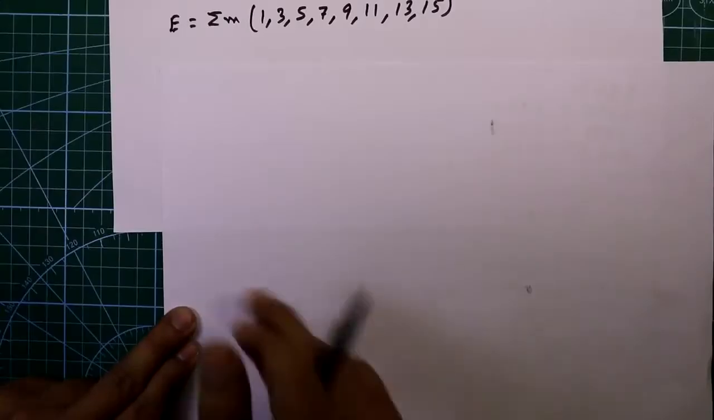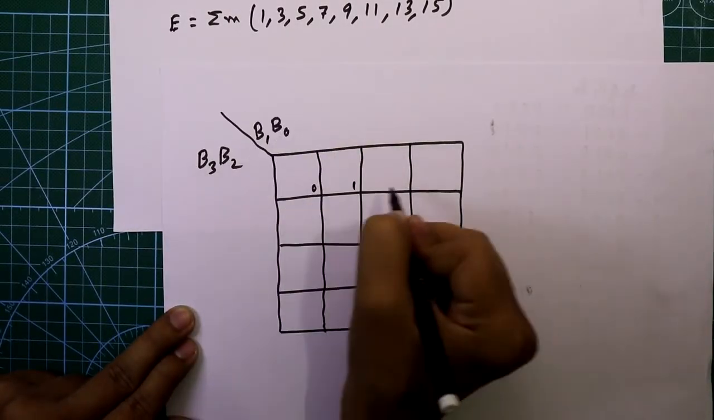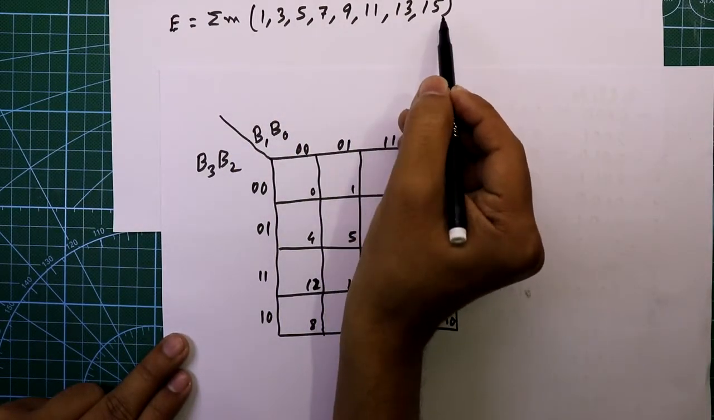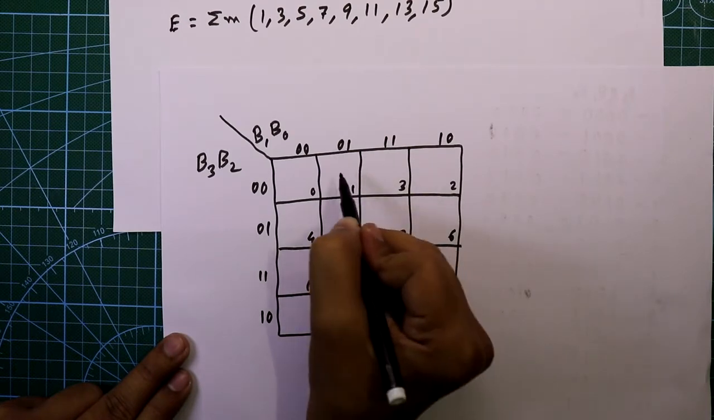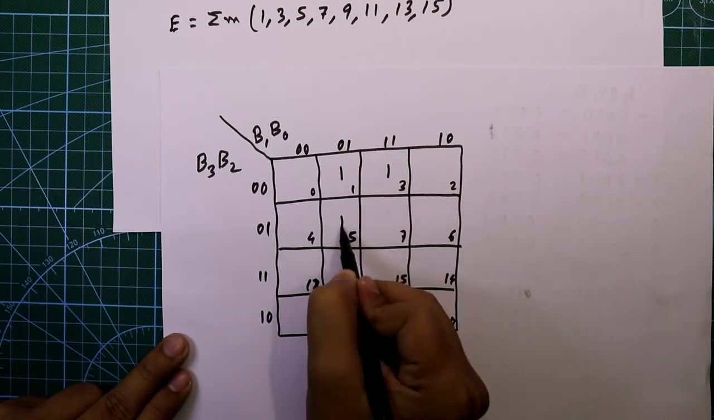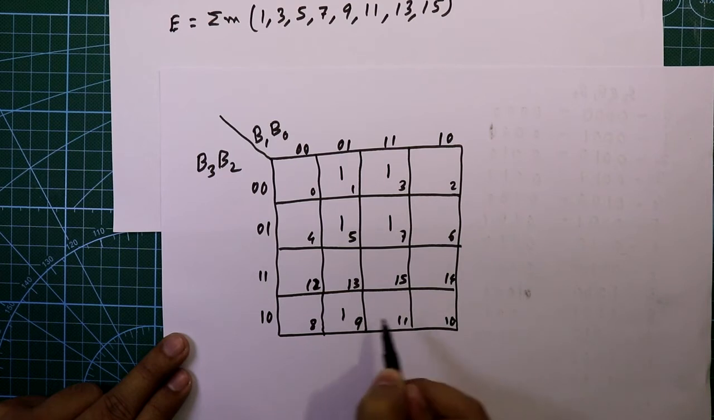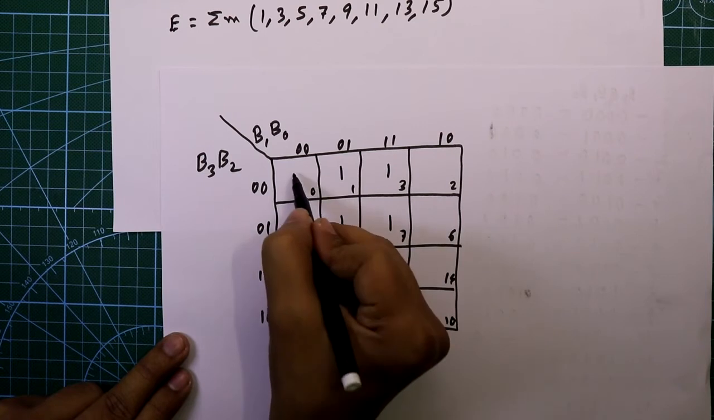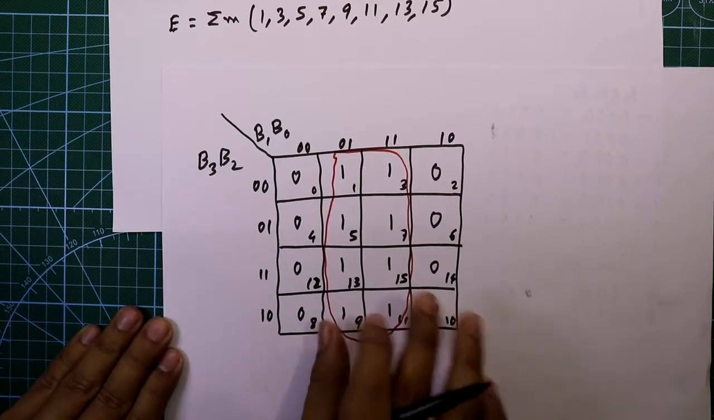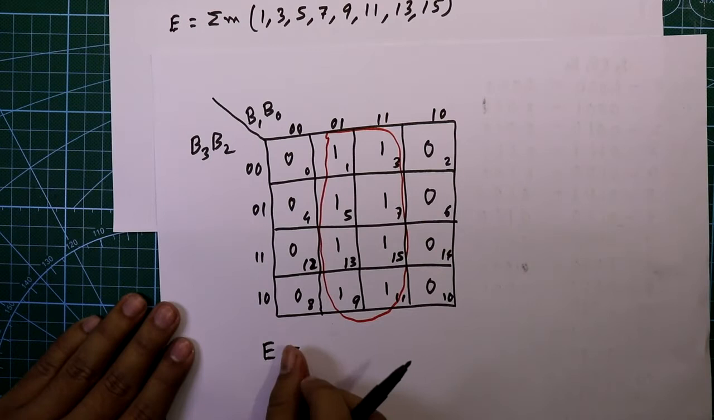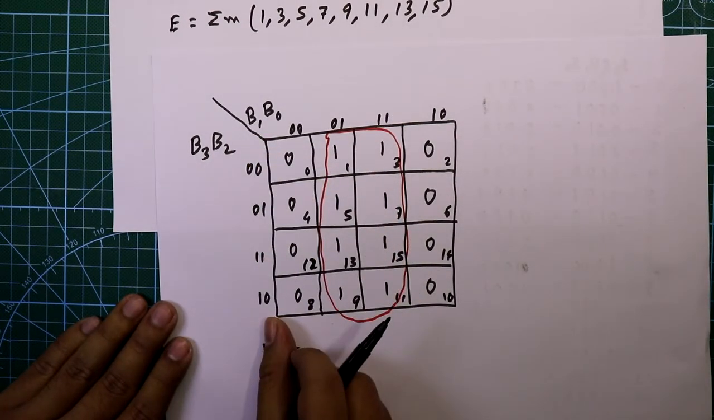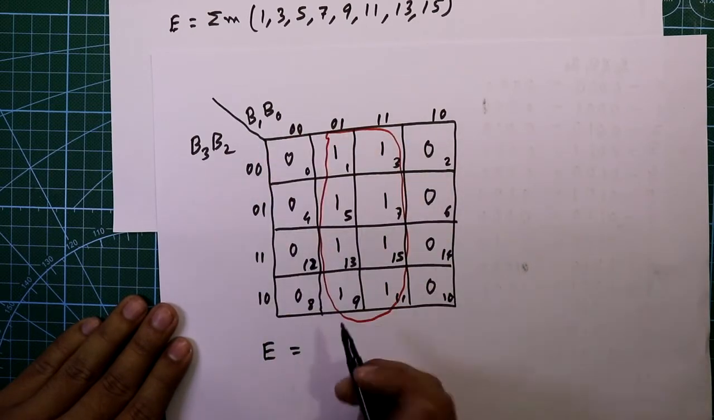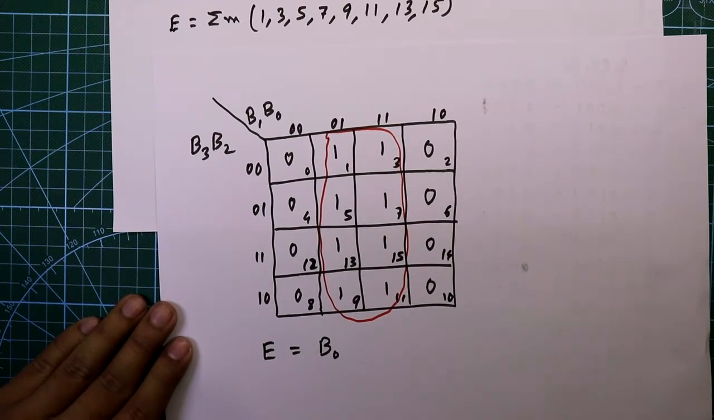Okay. Now for E, E equal to 1, 3, 5, 7, 9, 11, 13, and 15. And others are 0. So E equal to, in this side, there is no common. Okay. And in top side, only 1 is common. So B0 is common. E equal to B0.